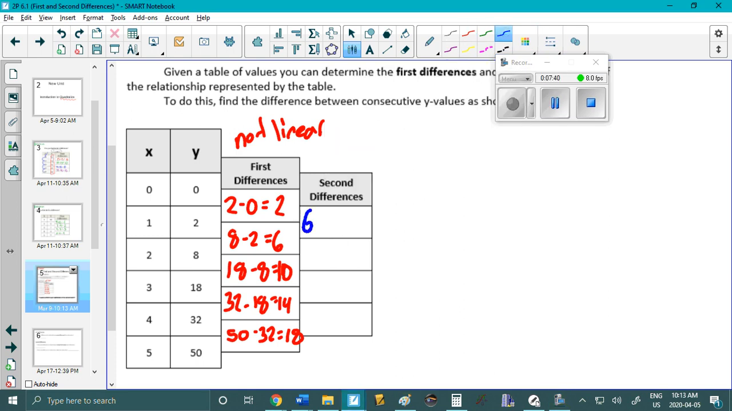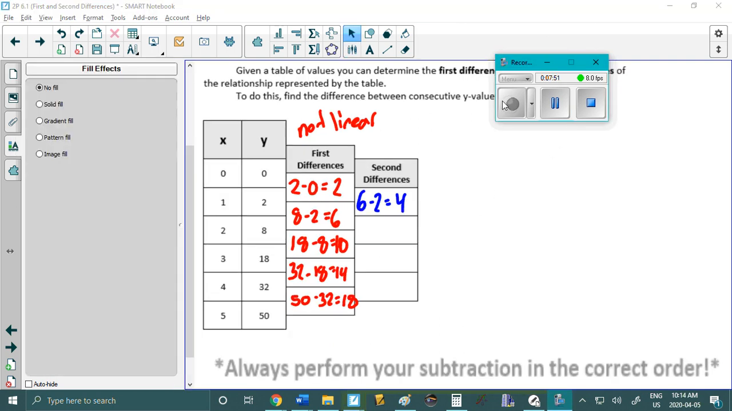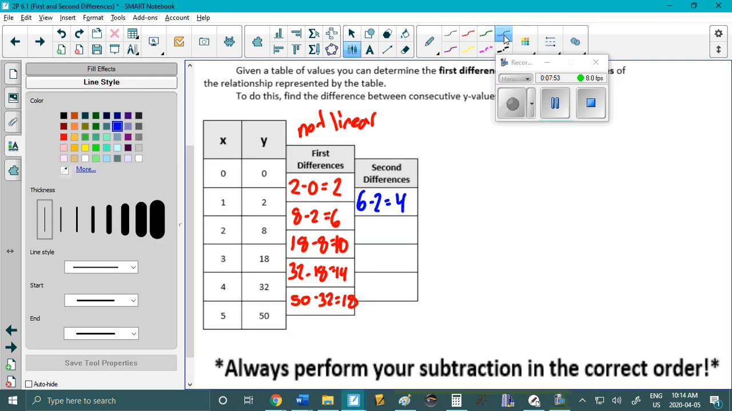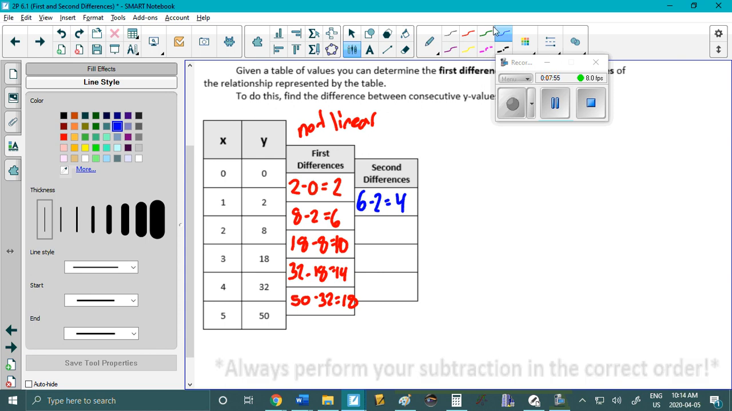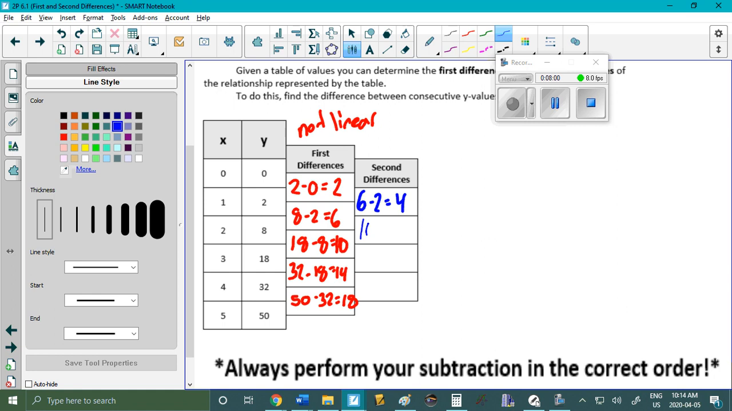So 6 minus 2 is 4. Please do the rest of these, and I encourage you to pause it now. All right, so hopefully you gave that a shot. I actually paused it, and hopefully I fixed the thickness of the pen. So for the next one, 10 minus 6 is 4.